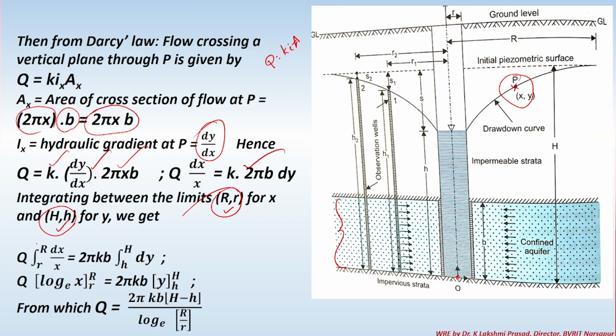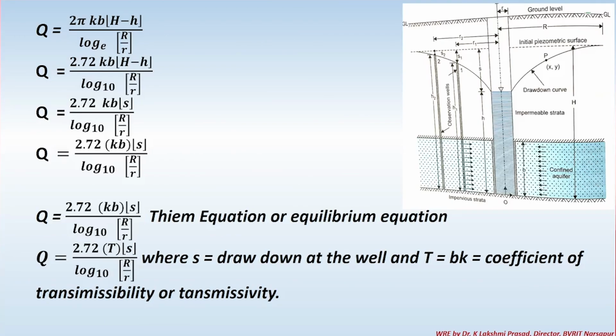I have put it here, and the same thing we have basically integrated the equation. When we integrated the equation, we get 2 pi kb into H minus h divided by log r by r base e. Then this log, I will convert this also. If you want to convert log e to log 10, then you need to multiply this by 2.303 and pi is 3.14. Put that in and then simplify this equation.